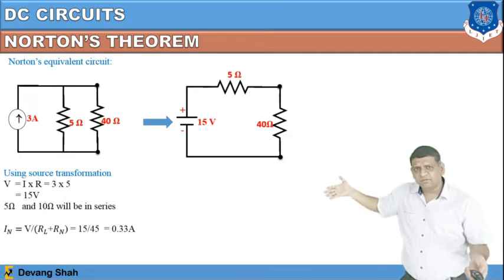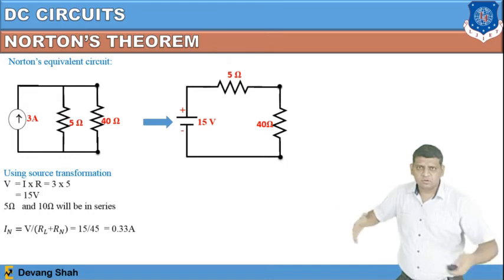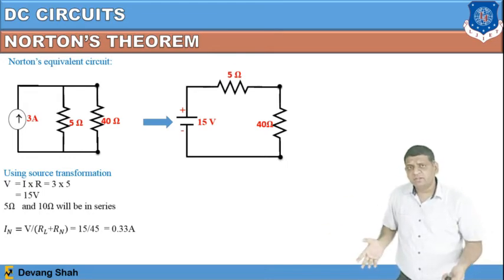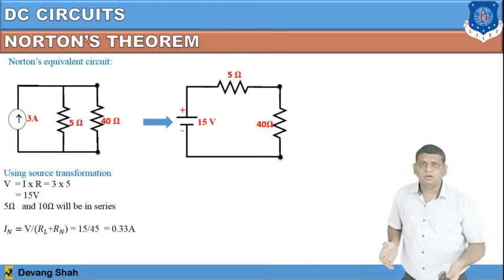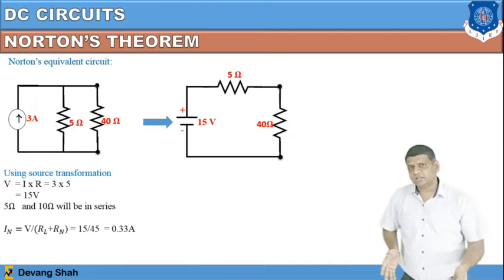it is a simplified network, so you can use either equation, you can find the value of IN or IL, which is nothing but 0.33 ampere, which is the current passing through the 40 ohm resistance, right?